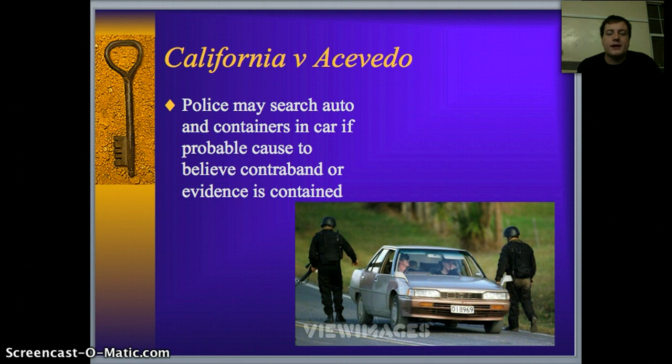We think of the case California versus Acevedo, which determined that police may search automobiles and containers in cars if probable cause exists to believe that contraband or evidence is contained. If you're stopped for a traffic violation and the police officer has reason to believe that you might have drugs in a car, they might then call over a canine unit, have the dog sniff the air. Because ultimately the air is open to everyone. And so if they detect the smell of marijuana in the trunk, then they do have probable cause to search that trunk.